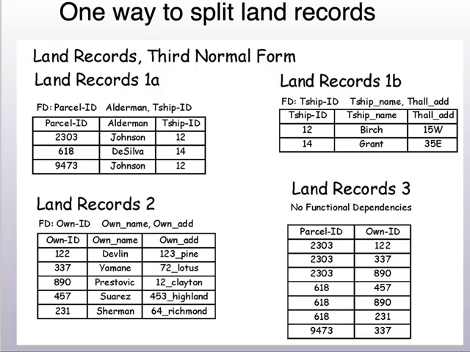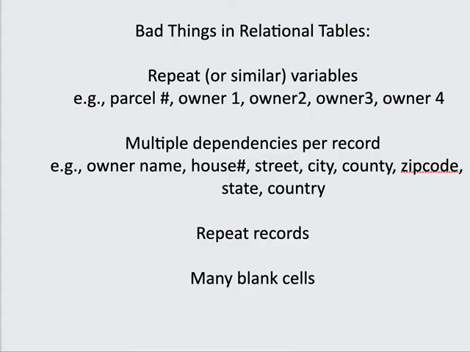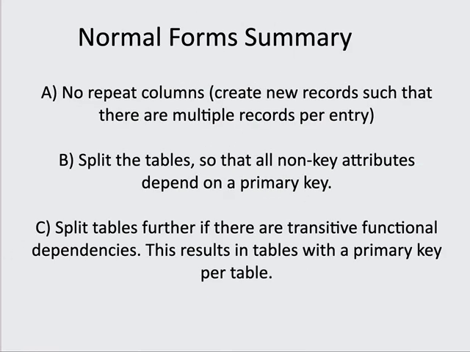So that's about it for normal forms. Remember, there are bad things in relational tables, right? Repeat or similar variables. You don't want to repeat the parcel and owner number, or my earlier example of the parts that go with an order. You don't want multiple dependencies per record, right? So we split those up, repeating records and many blank cells, and we get rid of those if we go to third normal form, all of these things, right? So no repeat columns. Split the tables so that they're all non-key attributes dependent on a primary key, and then further split if there are any transitive functional dependencies. So that gets us to third normal form.